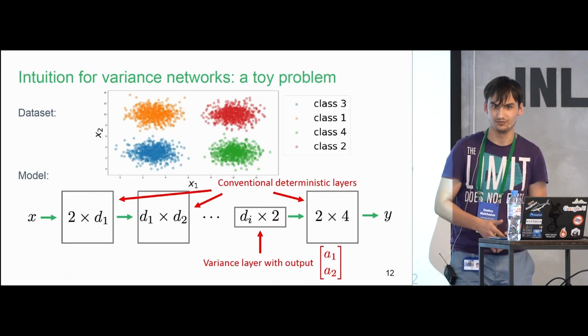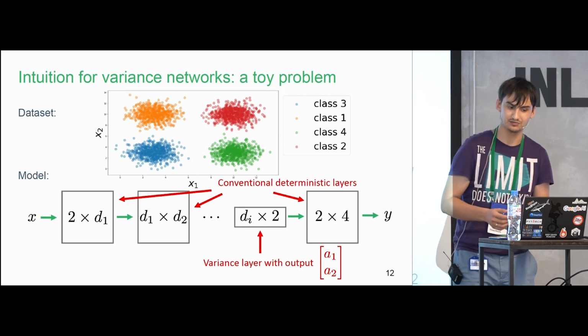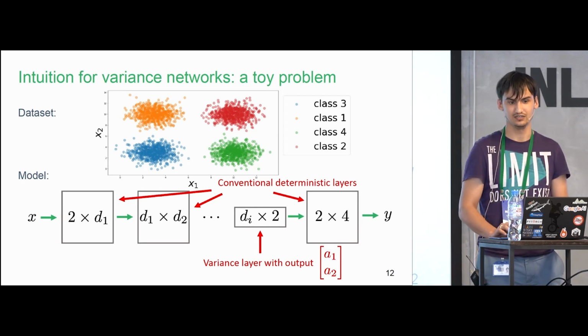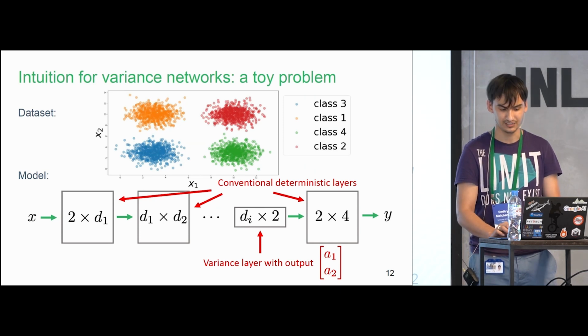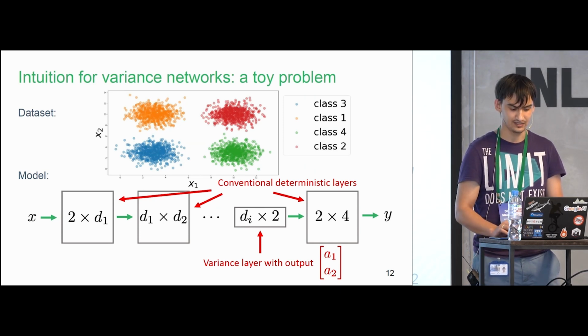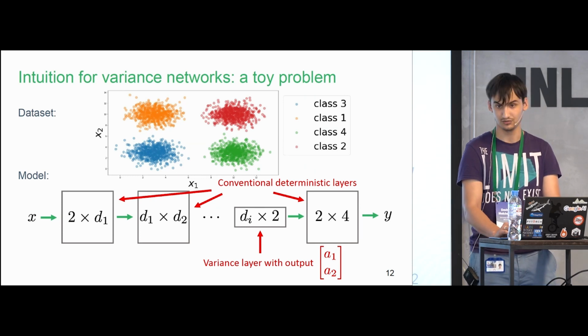So how can this actually work? It seems very strange. The signal-to-noise ratio for each layer is 0. How can it propagate any information? So for this, let us consider a simple toy problem.